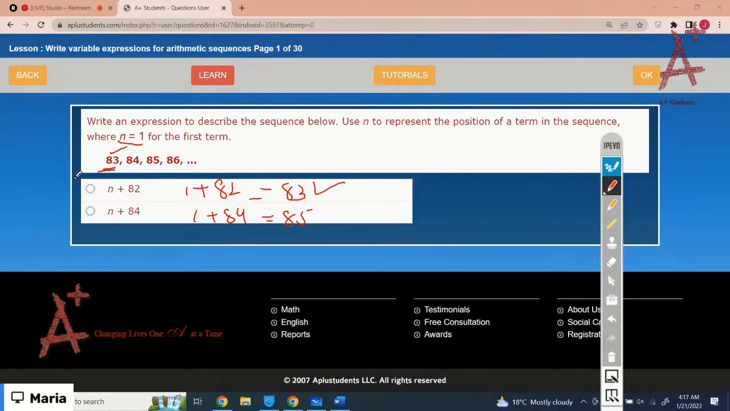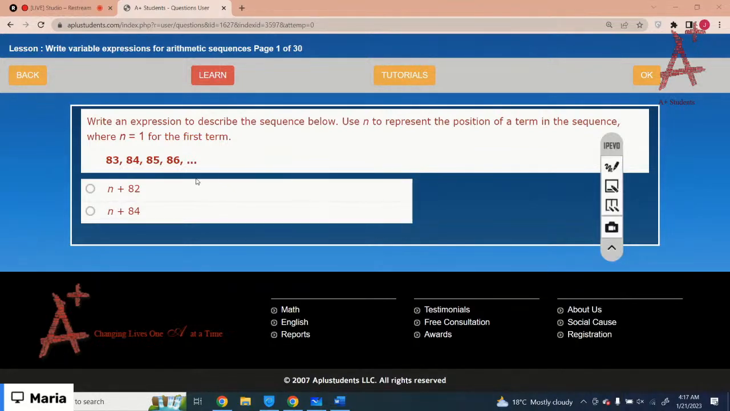Because here you have 83 and we know that when we start with n equals 1, 1 plus 82 makes 83. That means option number 1 is the correct option. Got it? So option number 1 is the correct one. That would be n plus 82. So just select the correct option and click on the OK button.